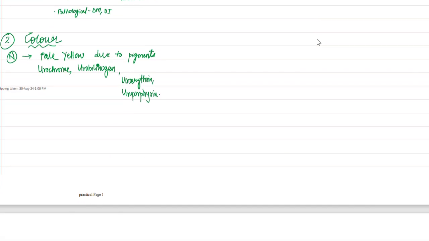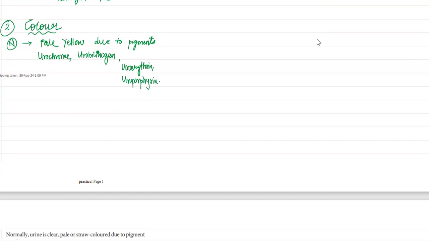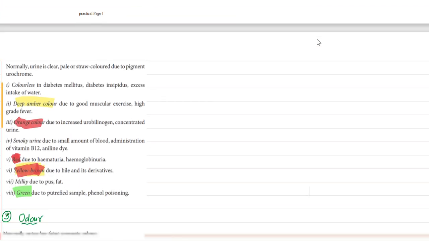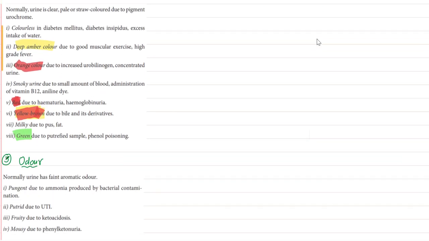Then we will see the color. Normal color is pale yellow due to pigments like urochrome, urobilinogen, uroerythrin, and uroporphyrin. Now different colors indicate different things. First, colorless in diabetes mellitus, diabetes insipidus, or excess intake of water. Deep amber color due to strenuous muscular exercise or high grade fever. Orange color due to increased urobilinogen or concentrated urine. Smoky urine due to a small amount of blood, administration of vitamin B12, or aniline dye.